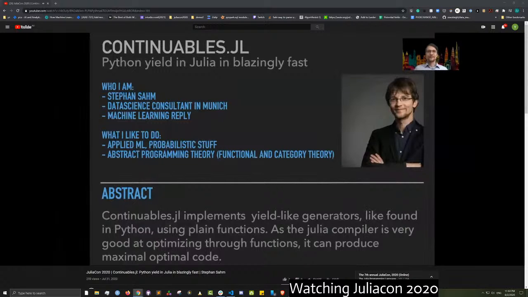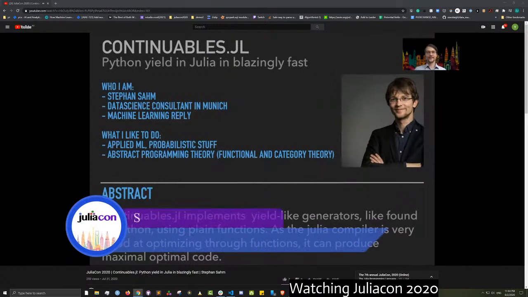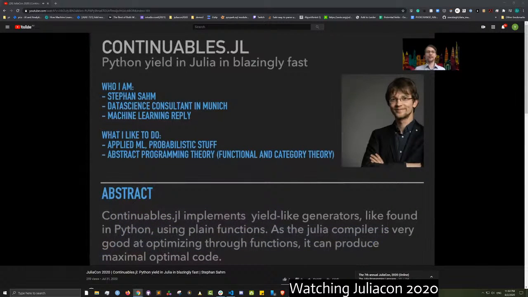Hi everyone, welcome to my lightning talk about Continuables, a little package of mine: Python yield in Julia, and blazingly fast. I'm Stefan Sam, working as a data science consultant in Munich at a company called Machine Learning Reply. I really like to do applied machine learning, especially probabilistic stuff, also abstract programming like functional programming and category theory.